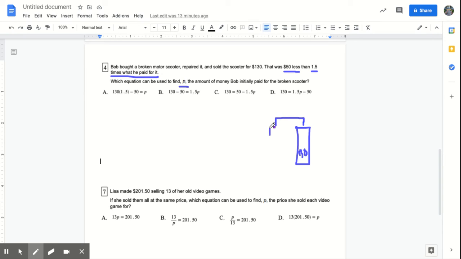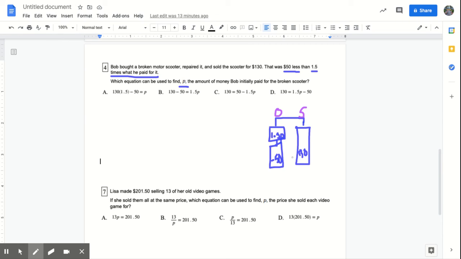So 1.5 times P minus, or plus negative, 50. So those would weigh the same. This side over here represents what he sold it for, and this is what he originally bought it for. But those two things are equal right now.